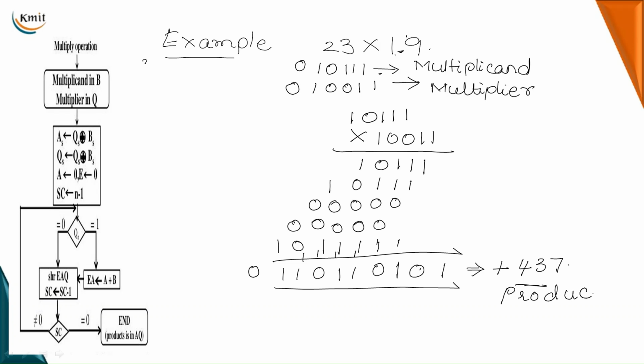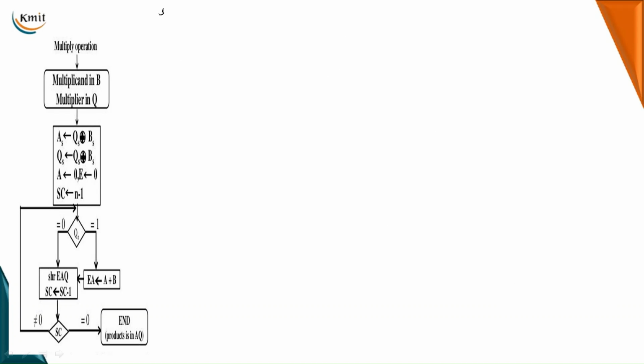Right? Now we'll take the same example and perform a sign magnitude multiplication using flowchart. So 23 into 19, where 23 is my multiplicand. So my B register holds the multiplicand 23. I'm converting it into a binary number which is 10111. And Q register holds the multiplier which is 19, which is represented as 10011.